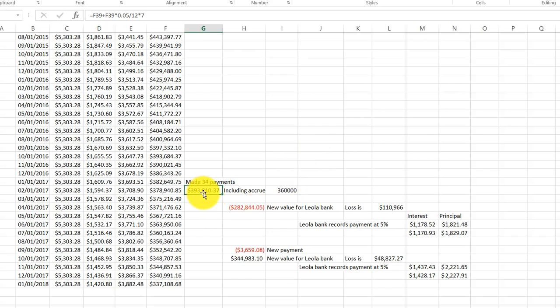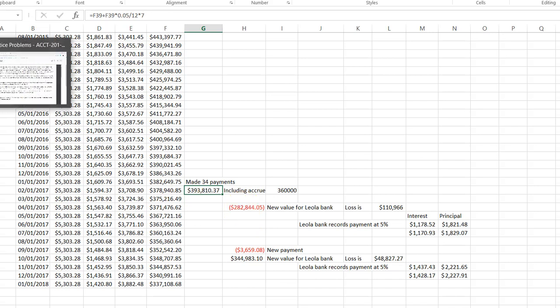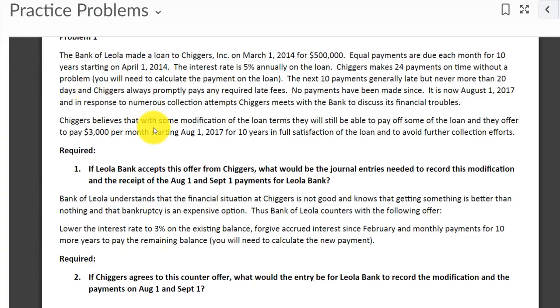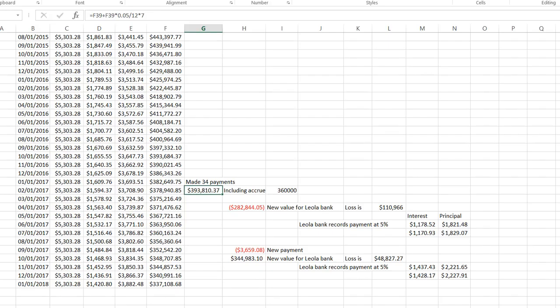So here's the amount that we're looking at. We're going to use it for comparison purposes. First, the borrower makes an offer: $3,000 a month, starting August 1st for 10 years. Okay? So if we accept that offer, then what's the new value?